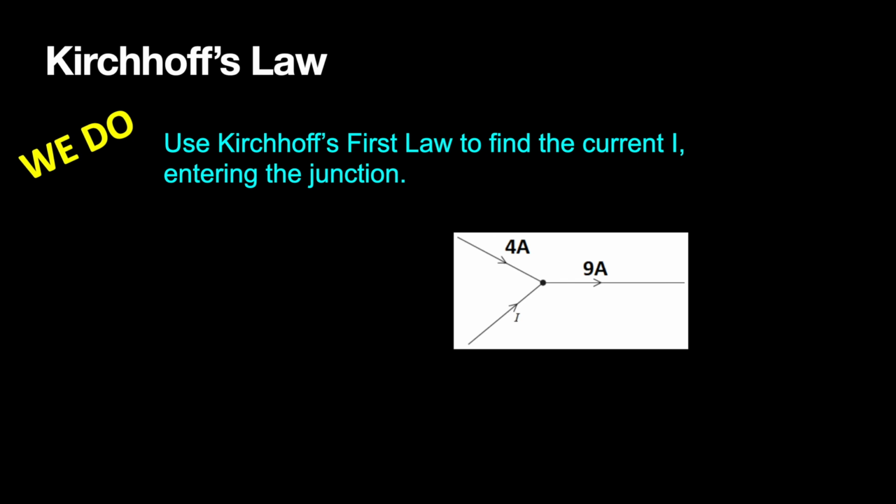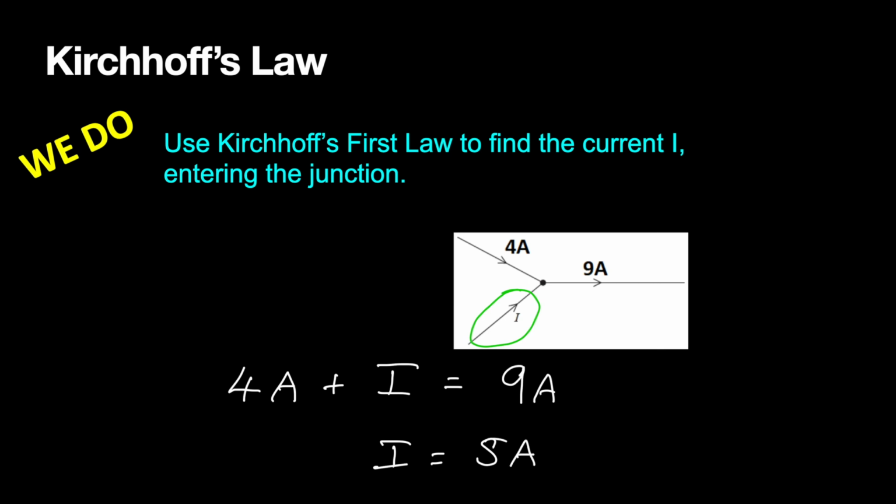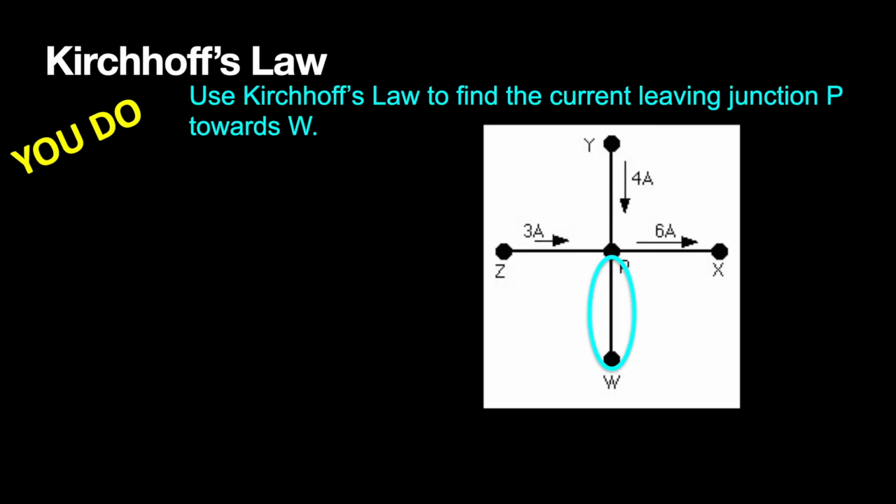So in this case, 4 amps plus an unknown I is equal to 9 amps. Remember, these two paths are equal to this one. What goes in must come out. So in this case, our value for I is equal to 5 amps. Let's have a go at another. This one is slightly more complicated. Pause the video and have a go.